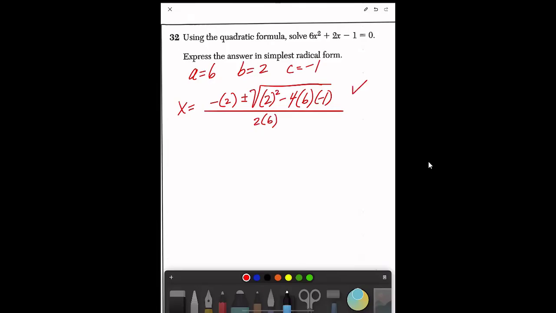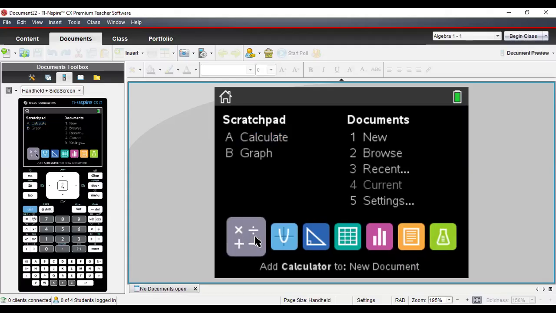Now, you got to put this in order to get credit for doing it algebraically using the quadratic formula. And then we're going to focus on this part, b squared minus 4ac. So now let's go use the calculator. I'm going to go here, go to the calculator screen.